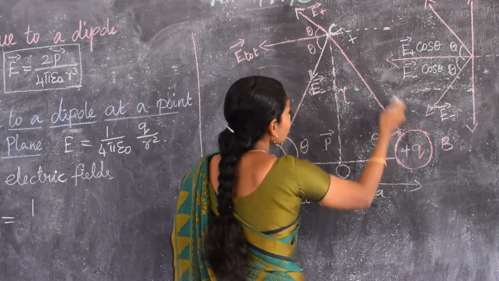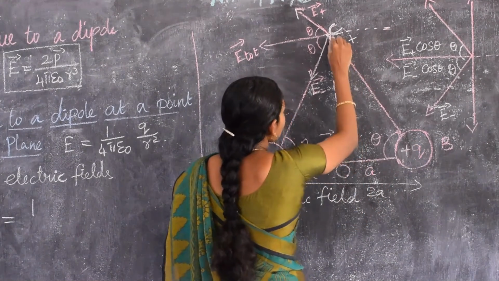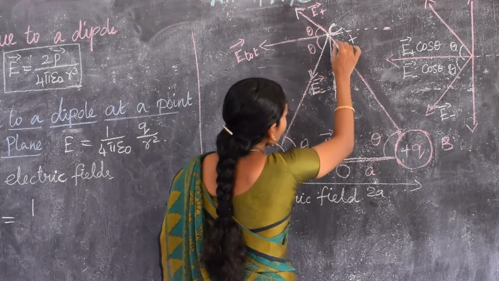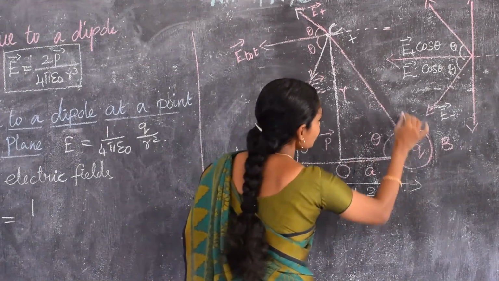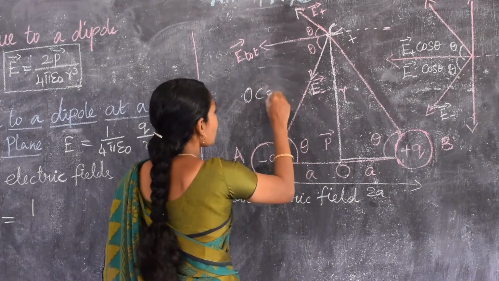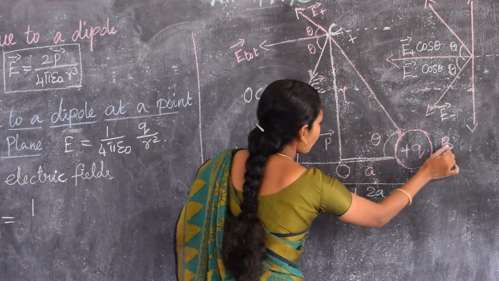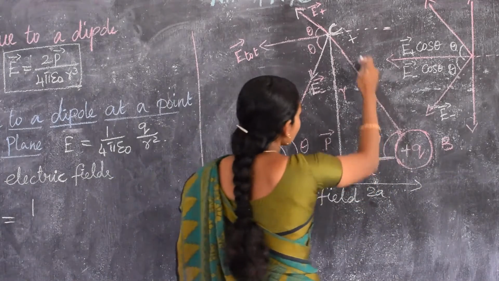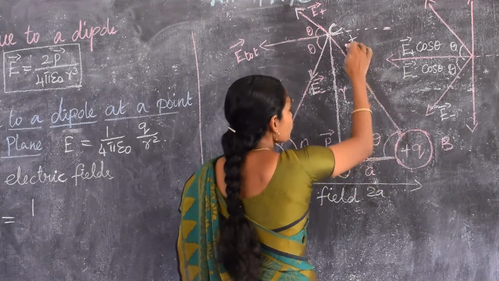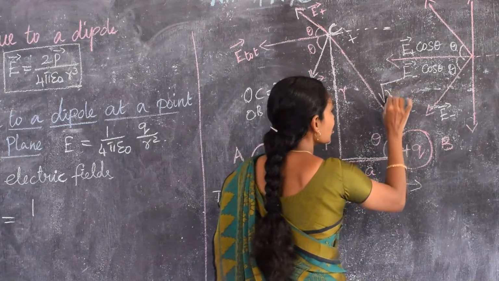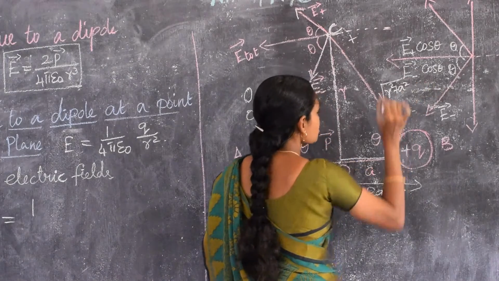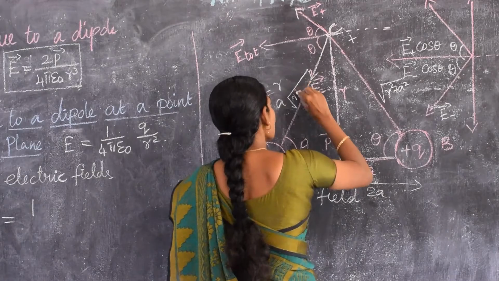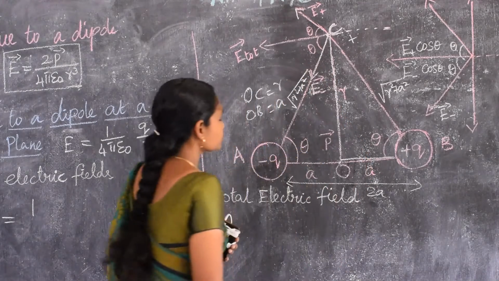We don't know the value of BC. This is a right angle triangle. We know the value of OC. What is it? OC is equal to r, and we know the value of OB. What is it? It is a. By using the Pythagoras theorem, we find the value of BC. What is it? Root over r squared plus a squared. So this side also the value will be root over r squared plus a squared.